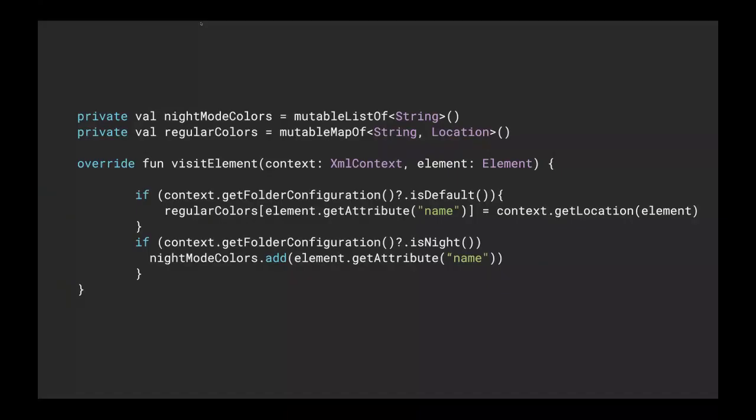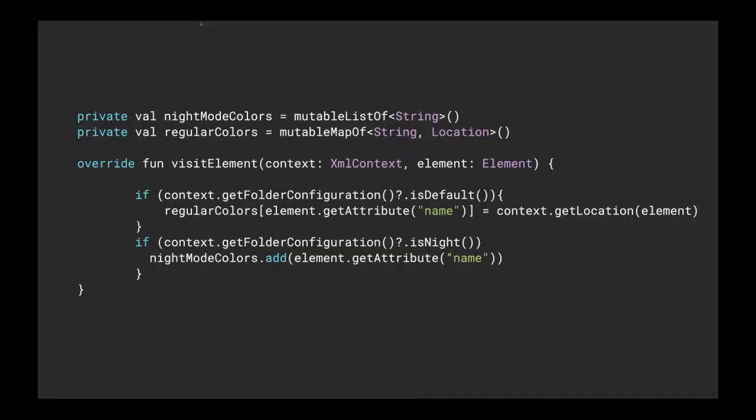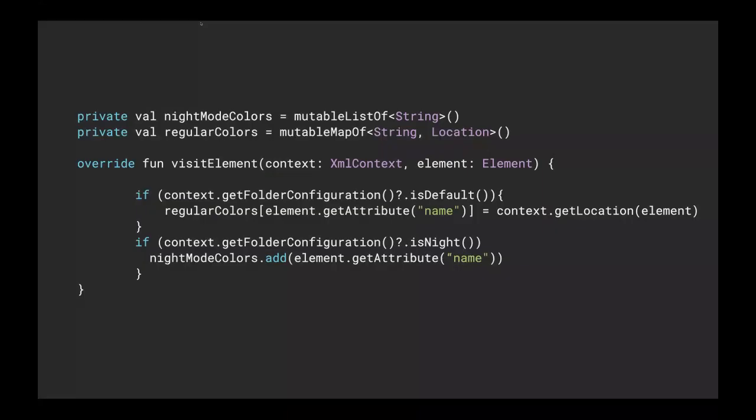In this example, you can use visit element, and this is basically going through each element of your XML file. And here I'm saying regular colors, which is basically a map of all your colors, defining your normal ones and the location of the color. And then I define a list of my night colors. When I visit each element, I can just check what's the folder configuration. So if the folder configuration is default, it means it's our normal res/values/colors.xml, and I'm just going to register that in our map.